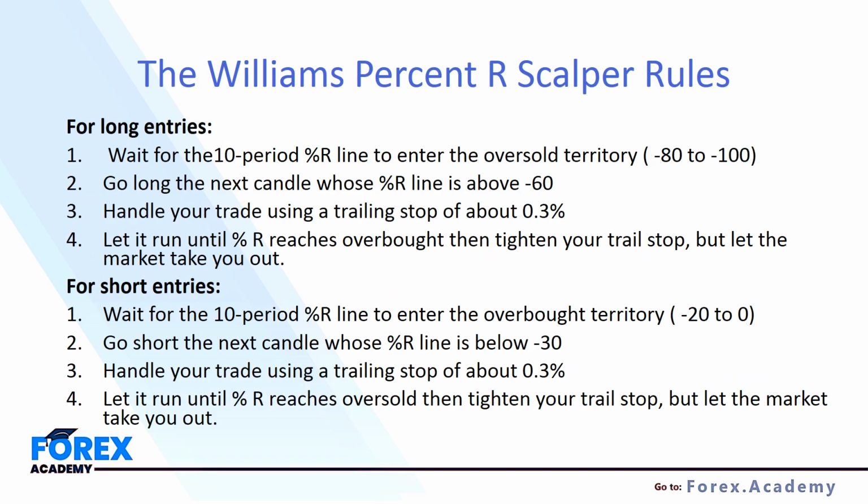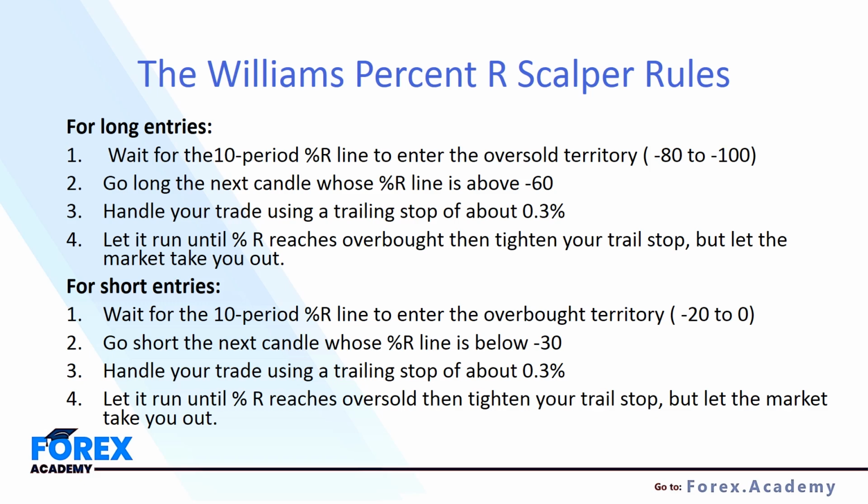For long entries: 1. Wait for the 10-period %R line to enter the oversold territory between -80 and -100. Go long the next candle whose %R line is above -60. Handle your trade using a trailing stop of about 0.3%. Let it run until the %R reaches overbought, and then tighten your trail stop, but let the market take you out.